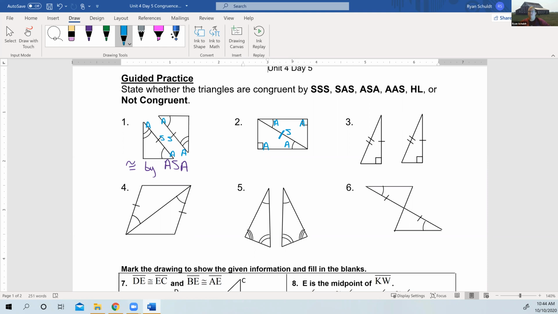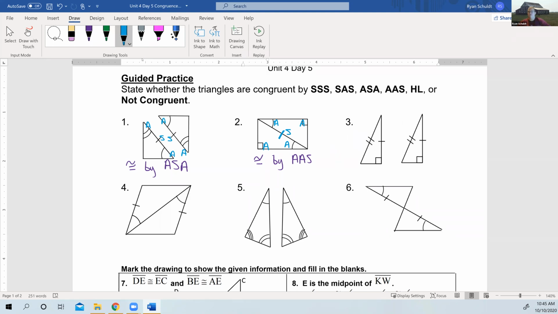I only know one. But I do know two angles. And then the side that's not between them is congruent because I share it. So we can still say these are congruent by angle, angle, side. Next one.